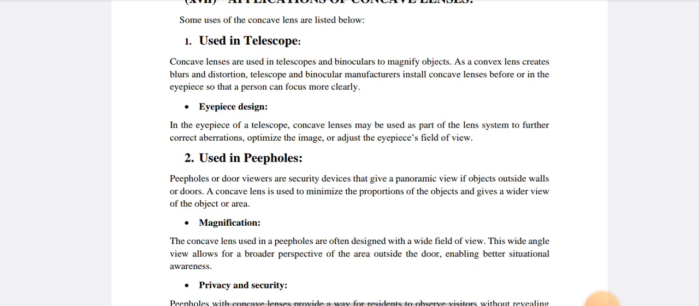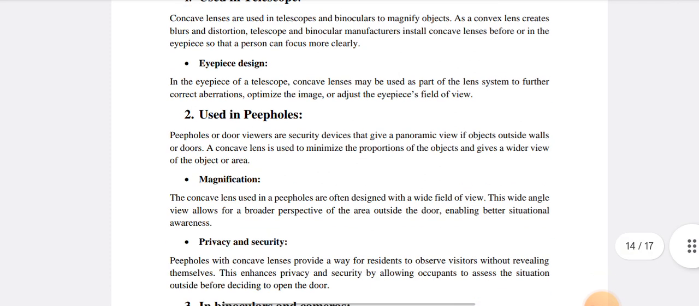Use of concave lens in peepholes. Peepholes or door viewers are security devices that give a panoramic view of objects outside walls or doors. A concave lens is used to minimize the proportion of the objects and give a wider view of the object or area. Magnification. The concave lens used in peepholes is often designed with a wide field of view. This wide angle view allows for a broader perspective of the area outside the door, enabling better situational awareness.